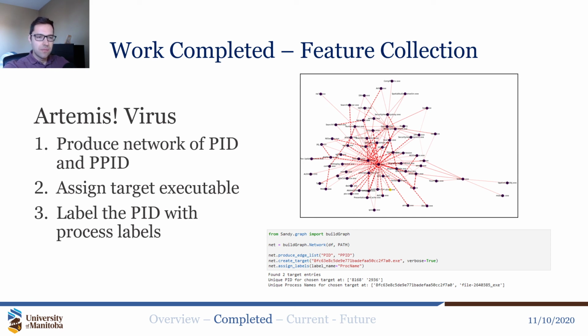textual information related to how many target entries it found, unique process identifiers for the chosen target. It shows that there's one at 8168 and the second one being 2936. It looks at those process identifiers and the process names associated with them. The parent, of course, is the MD5 hash, because that's what we set as the create target. But it also found another process called file 2640385 underscore exe, which is maybe not necessarily an executable, but it put it in its name potentially to obfuscate.